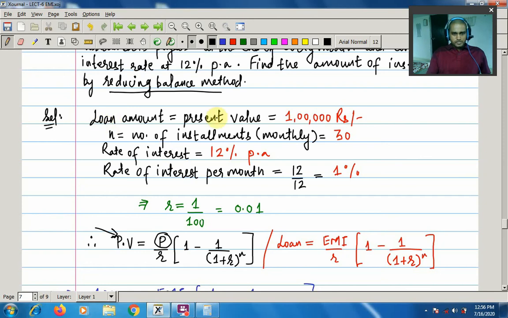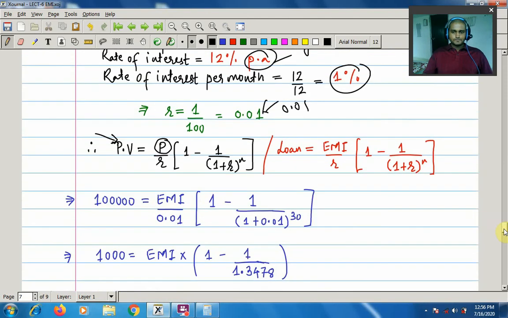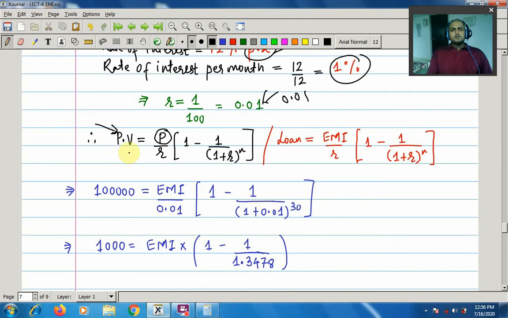So let's read this. Loan taken is 1 lakh rupees, number of installments is 30. This is the per annum rate of interest, so per month it is 1%. So R is 0.01. This is the formula. This comes from annuity and I have written it in reference to this topic. So this is the loan, EMI, R, N. The formula is the same. Replace the loan with 1 lakh. We need to calculate EMI.